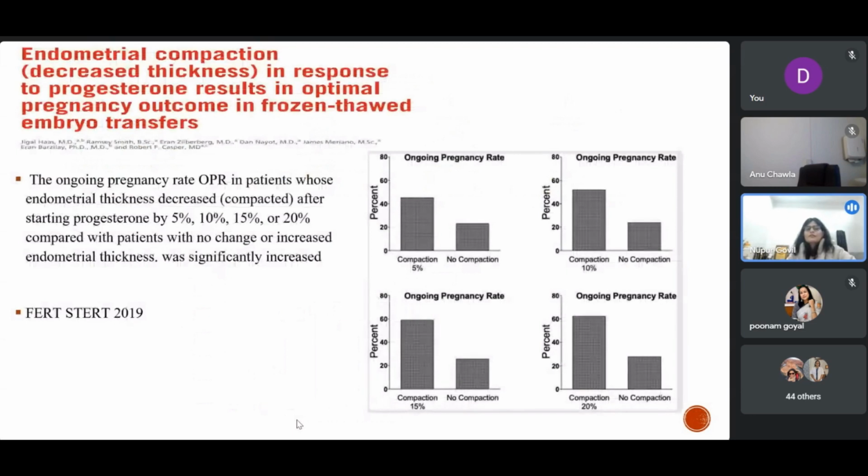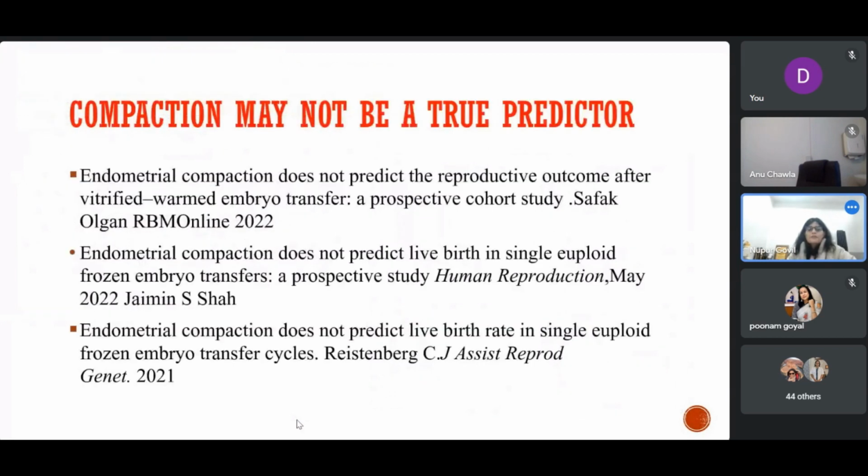This is a recent concept which has come, like endometrial compaction. These authors, Haas et al., predicted that if on the day of embryo transfer endometrial compaction is present, that is the shrinking of the endometrium, then it is associated with a higher pregnancy rate. So they said the more the compaction, the more the chances of pregnancy. So if after starting progesterone the compaction was 5%, 10%, 15%, or 20%, the more the compaction was, the higher was the ongoing pregnancy rate. But later on, this concept was refuted by other studies, and they found that compaction does not actually predict live birth rate, and it is not a good predictor of reproductive outcome.